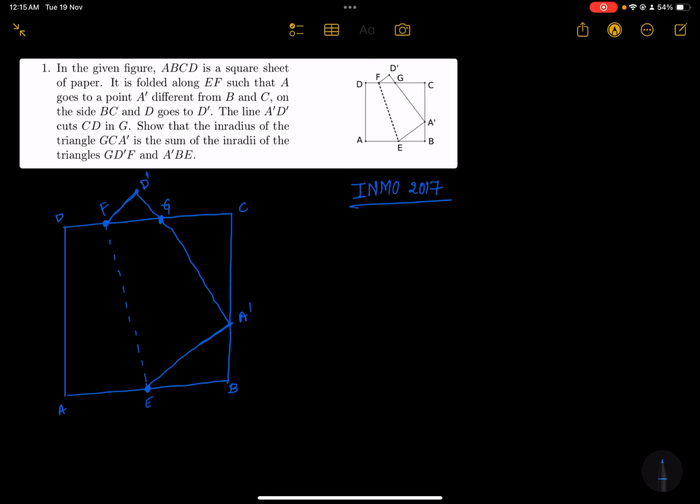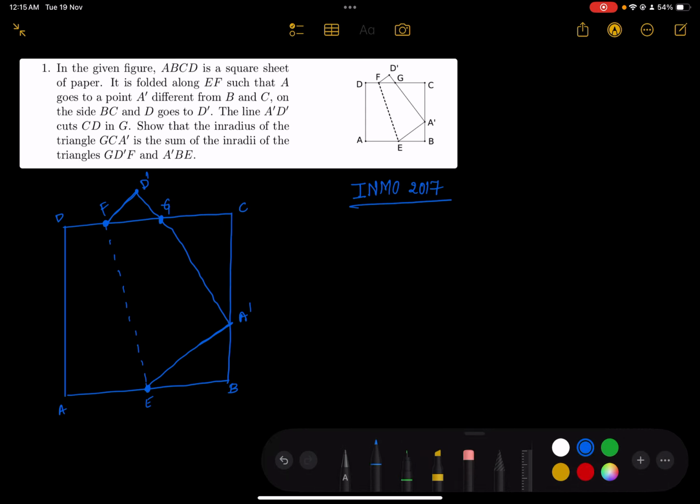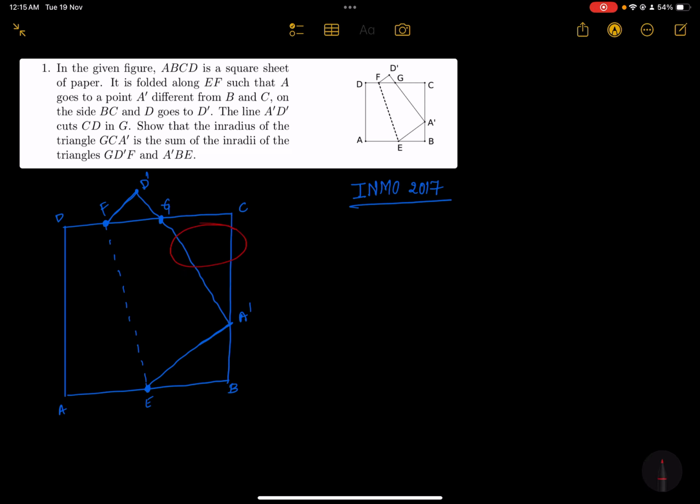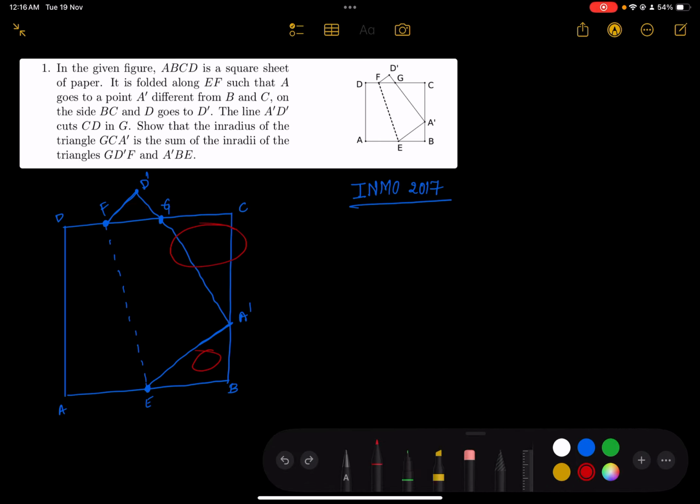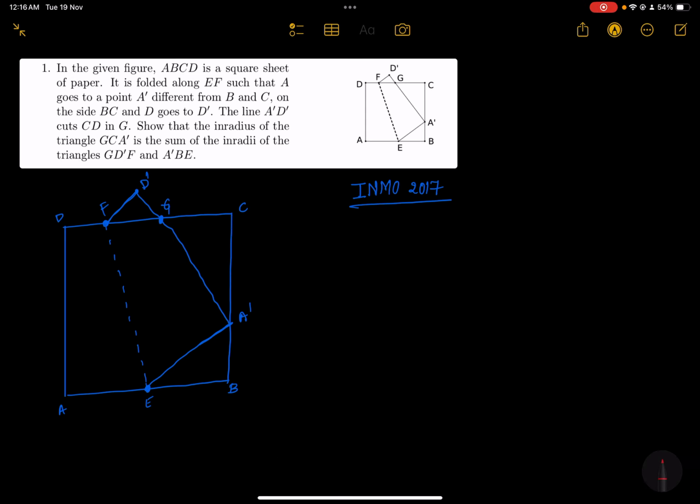So we have to prove that the inradius of triangle GCA dash is equal to the sum of the inradius of triangle A dash EB and that of triangle FD dash G. Let us say the inradius of triangle GCA dash is R1, the inradius of triangle A dash BE is R2, and the inradius of triangle GD dash F is R3. Then we have to prove R1 is equal to R2 plus R3.